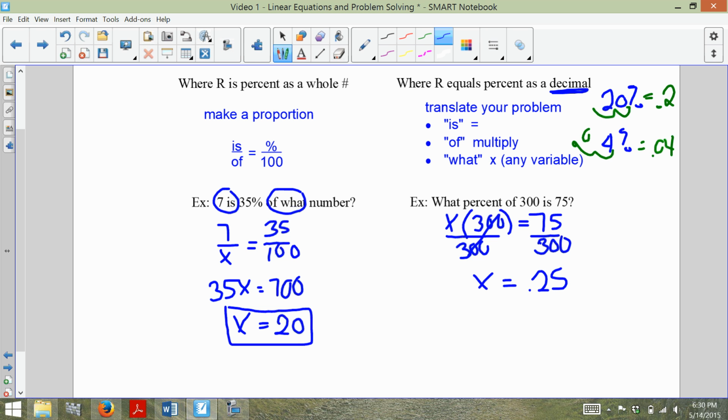Now I know that I want to represent that as a percent, so just like we've turned whole number percents into decimals before, we can go back in the other direction by multiplying by 100 or moving the decimal place to the right 2 spots. So 0.25 is the same thing as 25%.